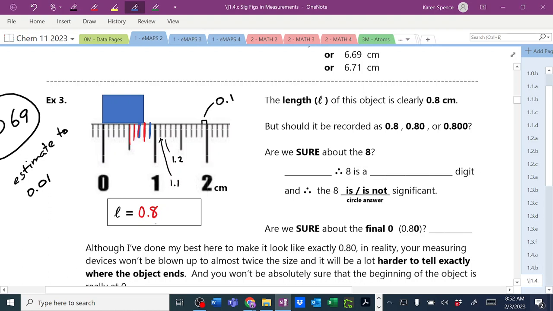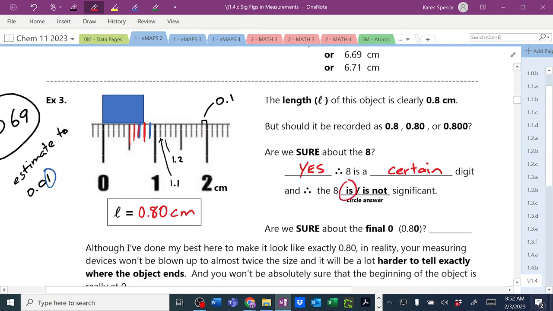So we're sure about that. We have to estimate one digit more to that 0.01 position. So it is going to be 0.80 centimeters. Are we sure about the 8? Yes, we are. Therefore, the 8 is a certain digit. And remember, all of your certain digits are significant. So the 8 is significant.